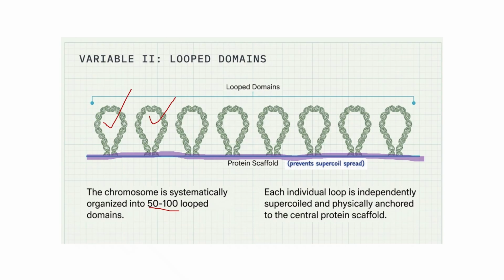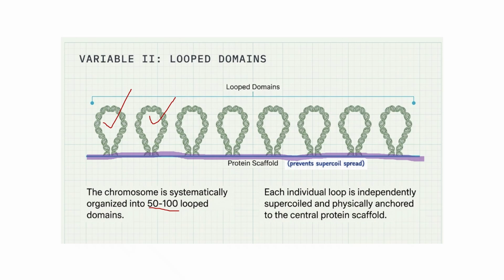Now why are these loop domains important? Just imagine you are trying to hold several rubber bands separately. If you twist one rubber band, the others remain unchanged. Similarly, each loop behaves as an independent domain. It means if one loop becomes supercoiled or relaxed, neighboring loops are not affected, which prevents excessive twisting from spreading throughout the chromosome. That is the major advantage of loop domain organization.